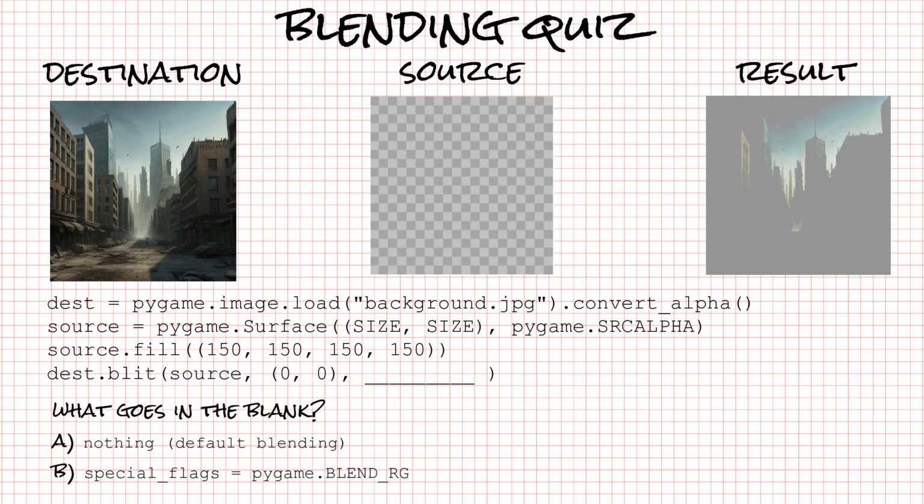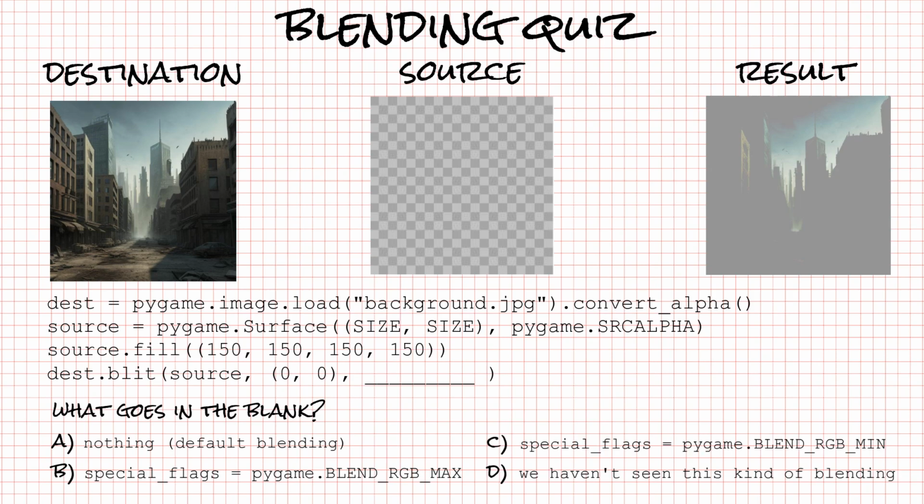Is it A, nothing, the default blending mode, B, special flags equals pygame.BLEND_RGB_MAX, C, special flags equals pygame.BLEND_RGB_MIN, or D, this cannot be achieved with what we've learned in this video? Pause and work it through. Did you get it? The answer is B, blend RGB max. Remember, with max, the maximum pixel value is chosen between the source and destination. Larger values are lighter. Max acts as a floor that prevents anything darker than the source surface colors from being blitted, so we get a lighter and blurred out gray image.